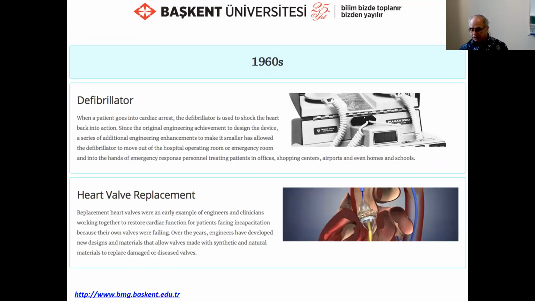In the 60s, you can see the defibrillator. When a patient goes into cardiac arrest, we know that the defibrillator is used to shock the heart back into action. And these systems are also commonly used currently. Another one is heart valve replacement. It was really a very big problem for the patients, such as incapacitation. And by changing those valves, people have regained their healthy conditions.